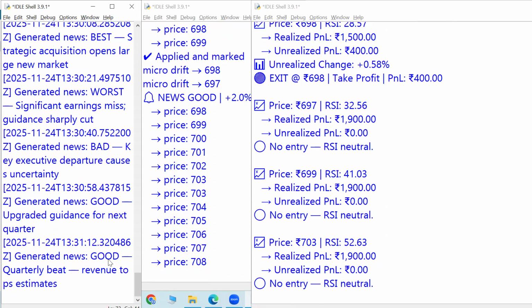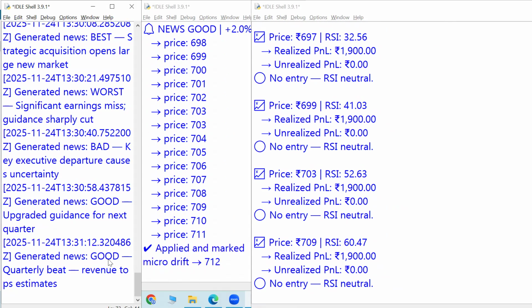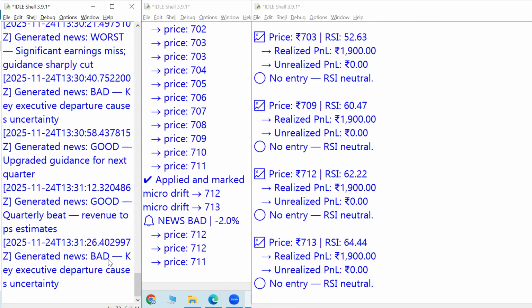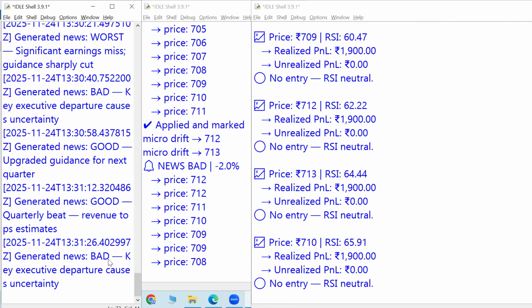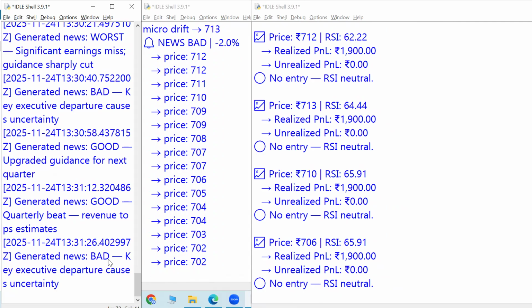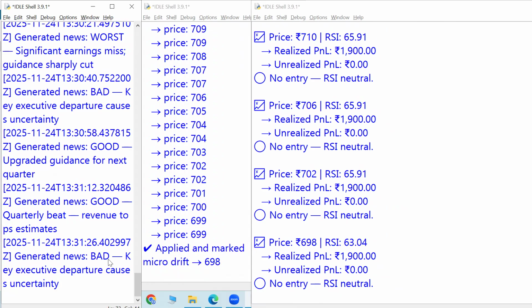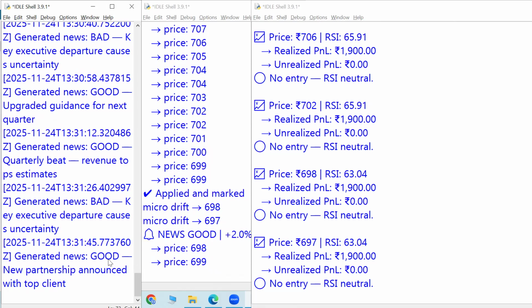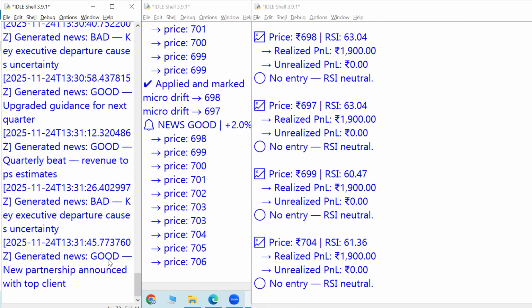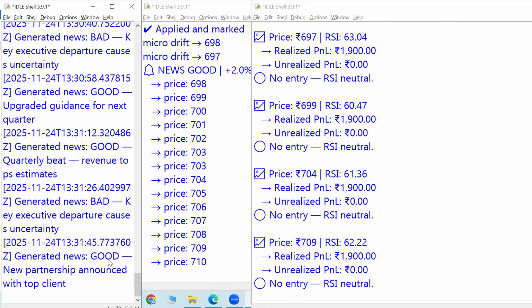Okay, RSI is neutral. The RSI is going to be oversold for sure. Bad news has come. Again, the RSI will cool down. We have no position because RSI is not above 70. The bad news has come. No, no news. Okay, good news has come. The RSI may go above the value. So we might take a short position.